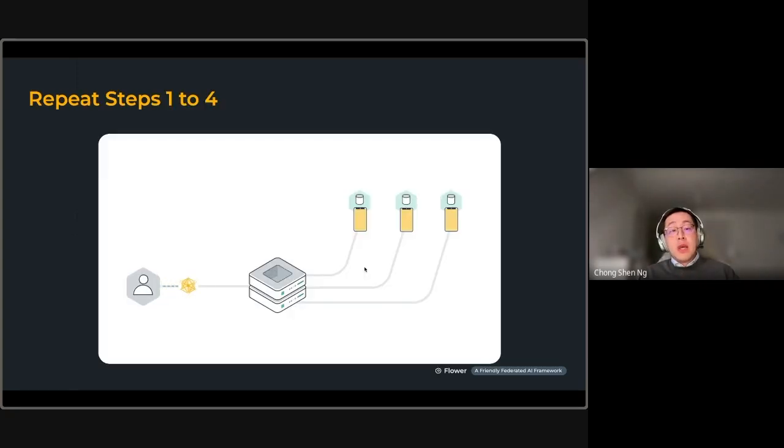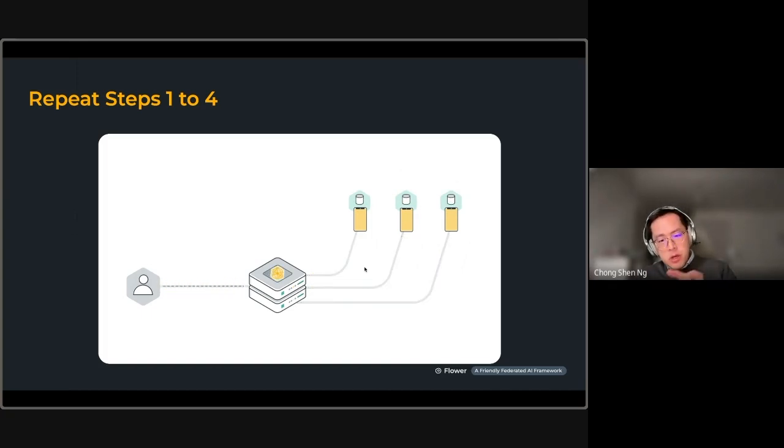The next part after this is simply to repeat steps 1 to 4. You basically have many rounds of federated learning until the global model converges, right, to the performance that you want or the loss that you want. And once you're happy with the model performance, then you can move that over to deploying it. Okay. So that's the gist of how federated learning will work.